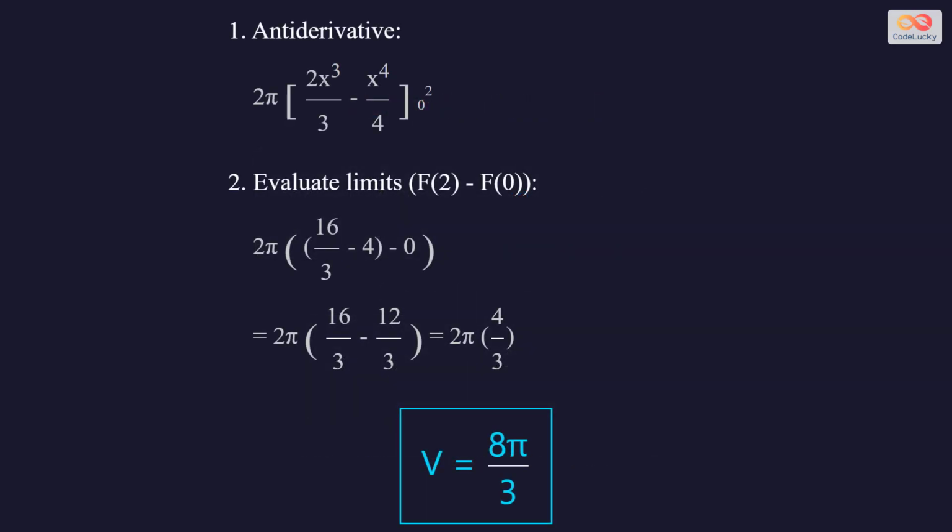We can pull the 2 pi out front. The antiderivative of 2x squared is 2/3 x cubed. The antiderivative of x cubed is 1/4 x to the 4th. We evaluate this from 0 to 2. Plugging in 2, we get 16/3 minus 4. After simplifying the fractions, our final answer is 8 pi over 3.